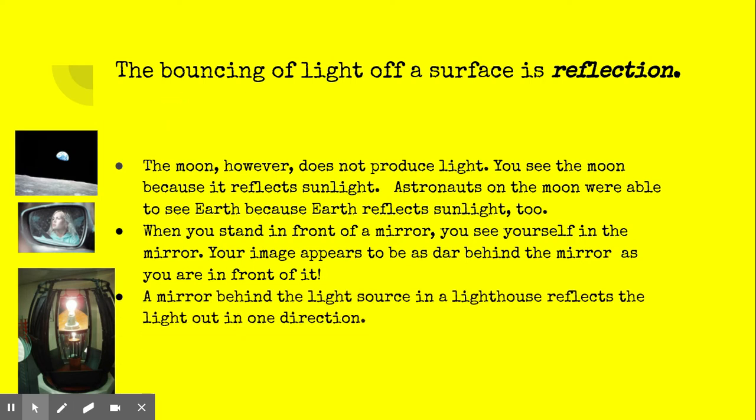A lighthouse warns ship captains about the dangerous rocks and other obstacles. A mirror bends the light source in a lighthouse and reflects the light out in one direction. The light source rotates so the beam can light up a large area.